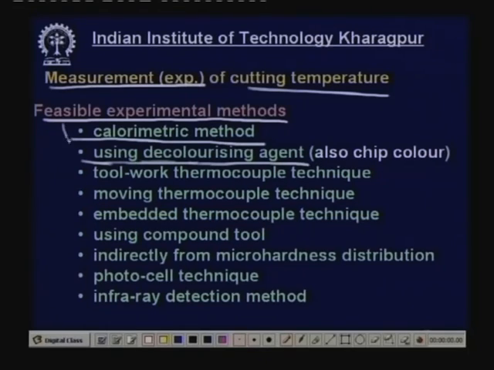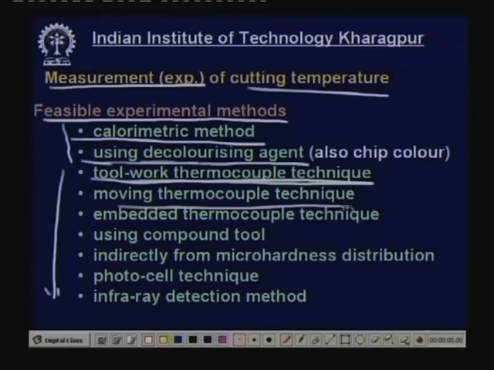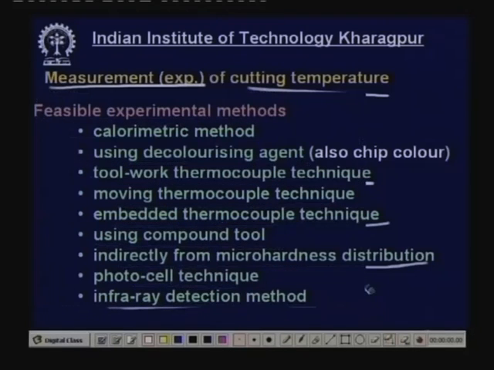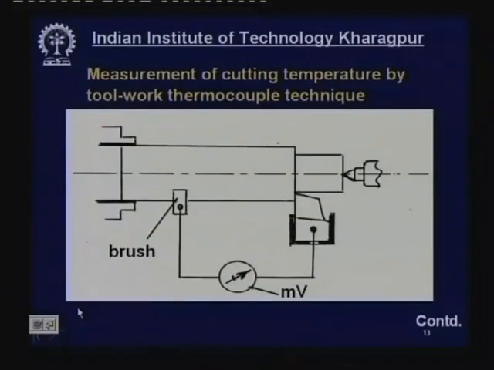These two are not very reliable, but what is reliable? Say, the tool work thermocouple technique. This is a very simple method, very accurate, but it does not give the detail, only the average value. Then there are the moving thermocouple technique, embedded thermocouple technique, using a compound tool, indirectly from micro hardness distribution, the photocell technique, and infrared methods. So many methods are there which can be used. Now, we shall discuss one by one those which are important. Say, the tool work thermocouple technique.